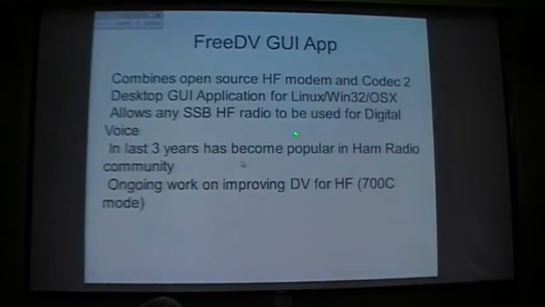So the FreeDV GUI application combines the HF modem and Codec 2, runs on a bunch of different operating systems, and pretty much allows any SSB radio to be used for digital voice. You don't need any special new radio or anything like that. We've got people running this on 50-year-old valve radios quite happily. In the last 3 years it's become pretty popular in the ham radio community. When there's a good signal, about 10 dB signal to noise ratio, it's noise free, which is unusual for HF. Not quite as robust as SSB, it will fall over if you get too much fading, but we're working on that. There's some ongoing work to improve the HF modes.